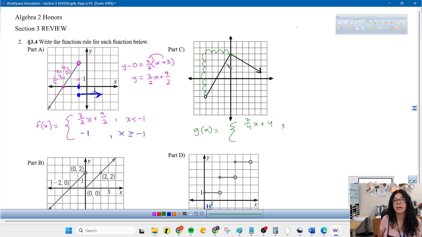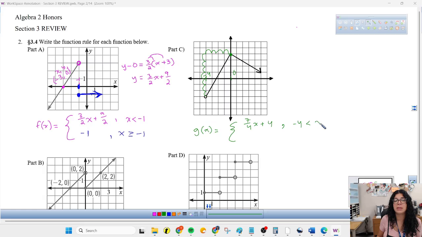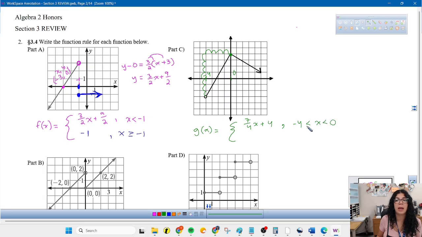And I'm using this line specifically between the x value of -4 and 0, but not including -4. I can include the 0 here, or I can include the 0 on the next one, but I'm just going to choose to include it here. So when x is between -4 and 0, inclusive of the 0, not inclusive of the -4, because that's an open circle at the x value of -4.